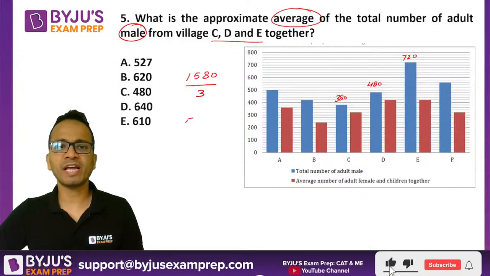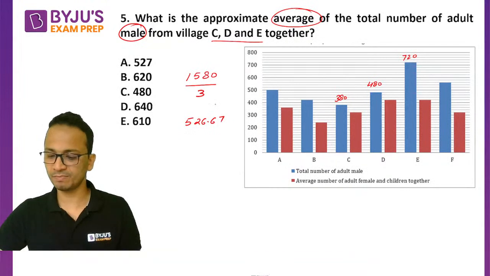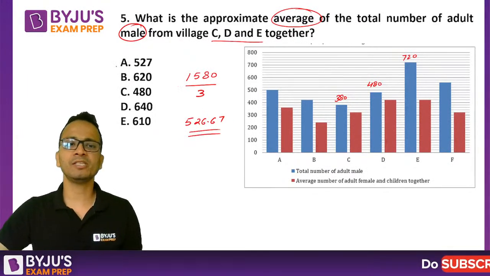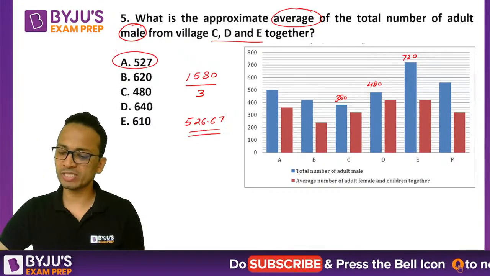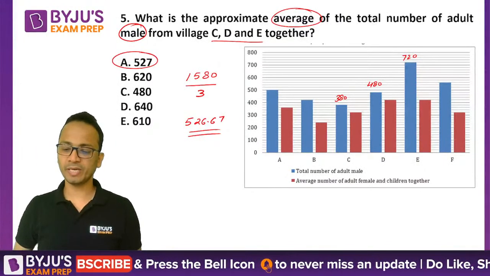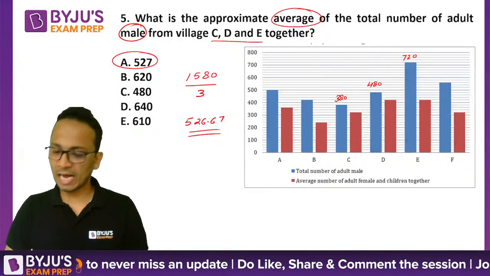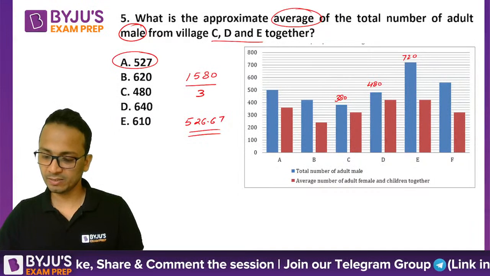It will be 526.67. So 526.67 approximate average mark करना है. So we have only one option which will satisfy. So 527, yes, it is a definite answer. All right. Okay. So all of you who have given the answer are correct. Nice.